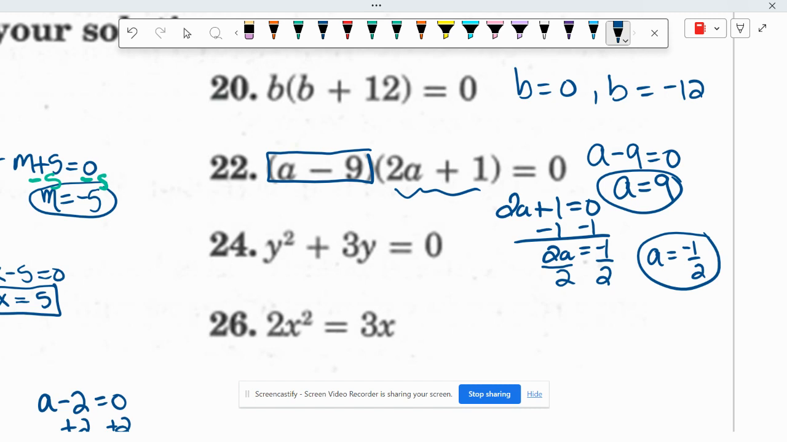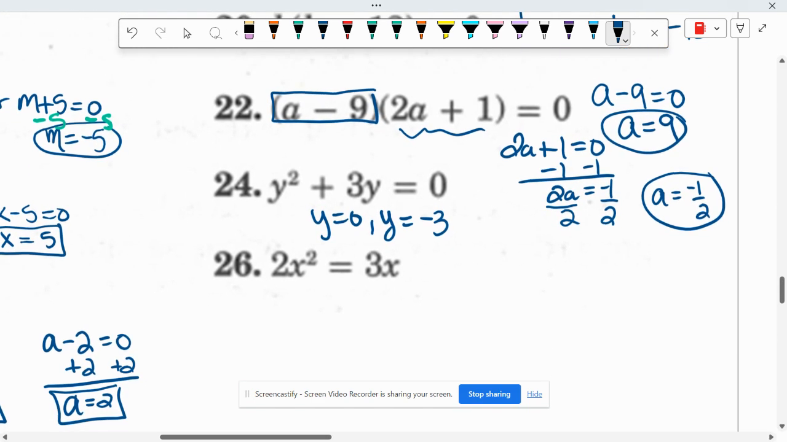Who thinks they've got number 26? Dylan, you got it? Nope. Okay. Anybody else want to try it? Aiden, you got it? Laura, you got it? Perfect. So number 24, y equals 0 or y equals -3. I'll do the last one.